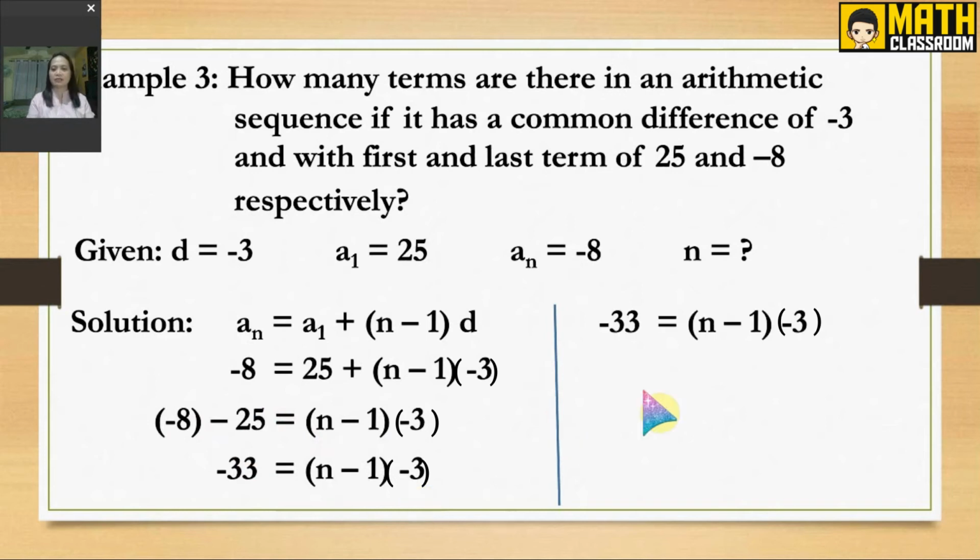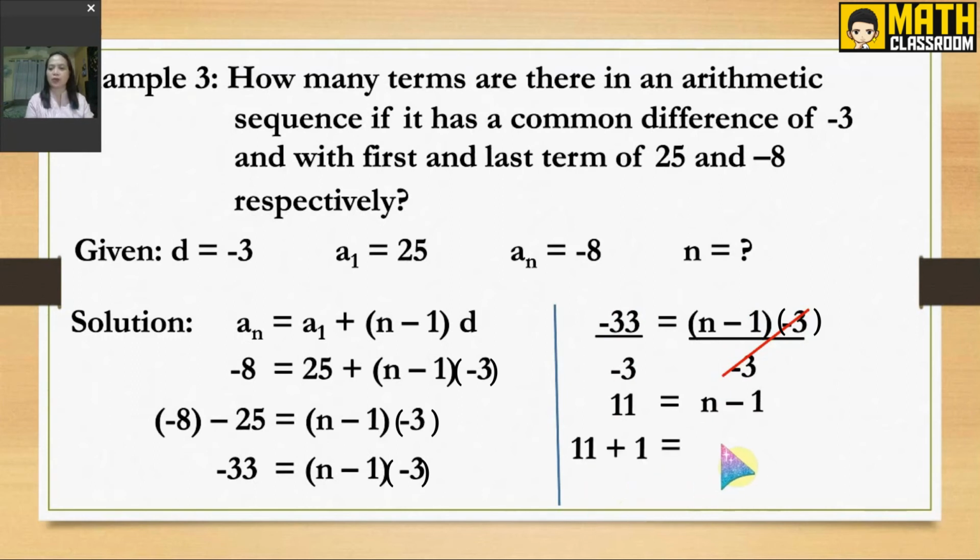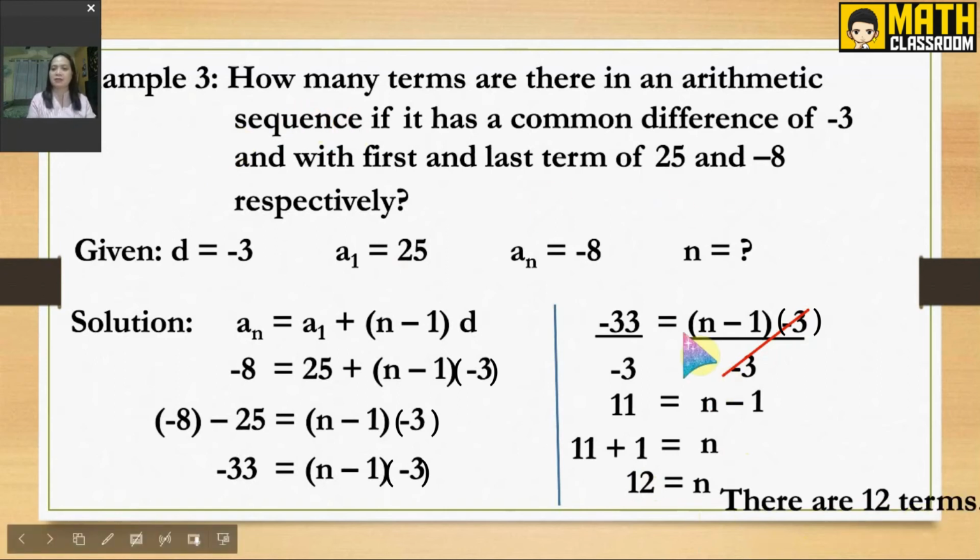And then, what's next? So here, I'm going to apply multiplication property of equality wherein I'm going to divide both sides by negative 3. And then we can cancel out this negative 3 here. And then we're going to divide this, negative 33 divided by negative 3 is positive 11, is equal to n minus 1. And then apply APE to get n, addition property of equality. So we have 11 plus 1 is equal to n. Combine these two, 12 is equal to n. Therefore, you're asked to find how many terms. Therefore, there are 12 terms from 25 to negative 8 having a common difference of negative 3.